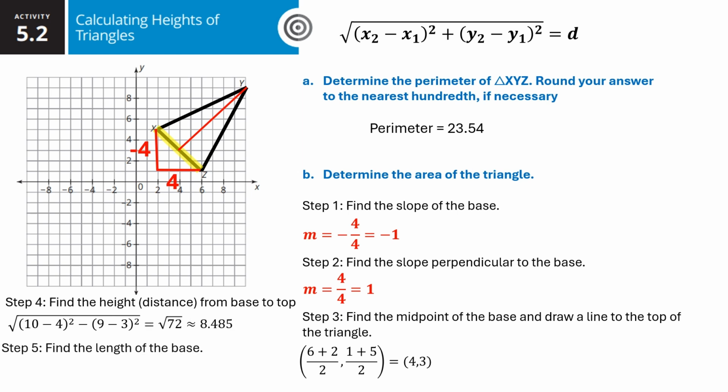The next step is to find the length of the base by using the distance formula. After using the formula, the length is the square root of 32, which is about 5.657.